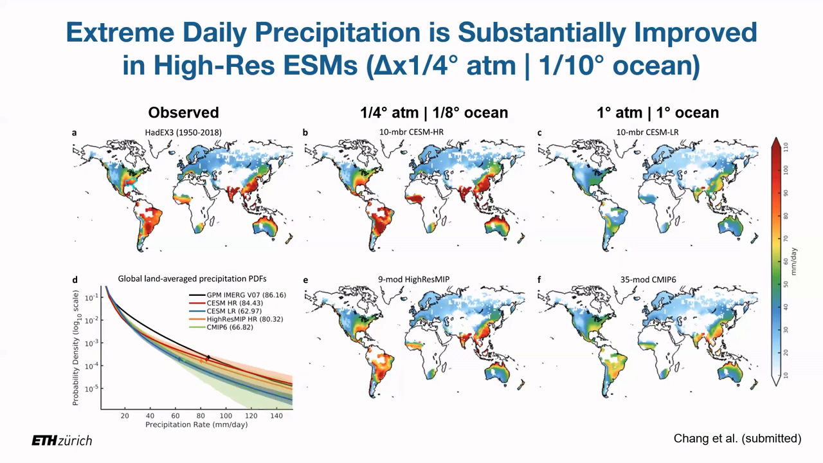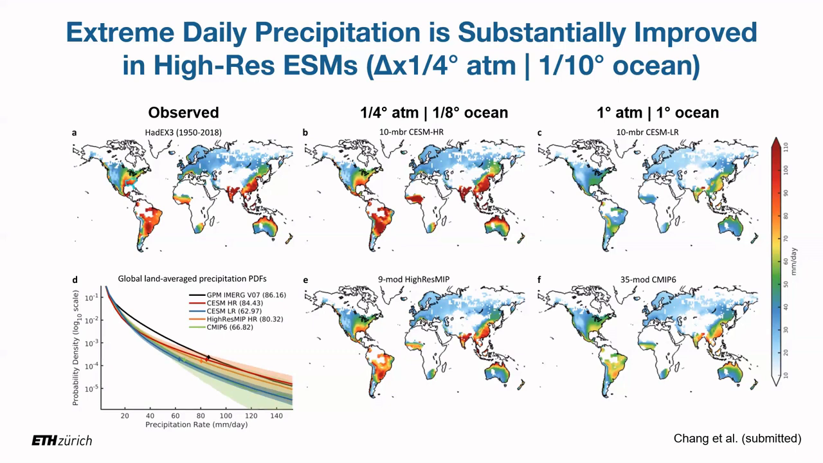And this is extreme daily precipitation. So this is the daily maximum precipitation within each year that you see here in the observations at the top left. And then our 0.25 degree atmosphere and 1/10 degree ocean model in the middle. You can see those two maps match up quite well. So these models are getting quite close to simulating daily extreme rainfall rates globally, which is very encouraging. And then the 1 degree counterpart in the top right, and you can see those are very far off.